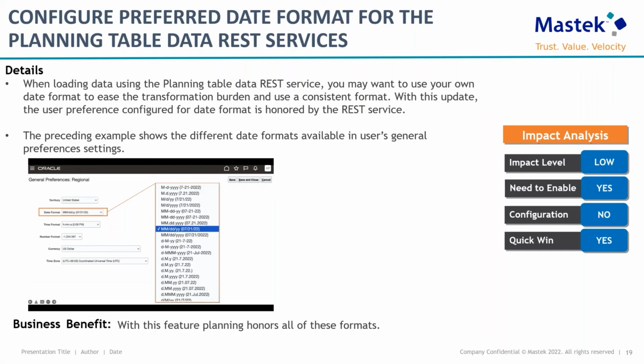So the first one is configure preferred date format for the planning table data REST services. Oracle now provides the flexibility to select your own date format, which eases the burden of transforming any inbound data and lets you use a consistent format. The user preferred date format will now be honored while using the planning table data REST services. This feature is optional at this point of time. However, this option is going to be eliminated and be mandatory from update 23B. Users with the role of supply chain planners, material planners, or replenishment planners will be able to access this feature.